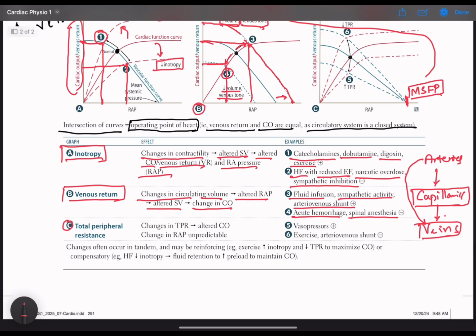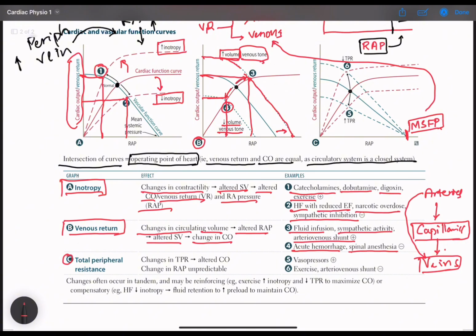So what does a change in total peripheral resistance do? First of all, if we increase the total peripheral resistance, it shifts the venous return curve downward as well as the cardiac output curve downward. So this is the new curve. Instead of operating at high cardiac output, it only decreases the cardiac output without changing the right atrial pressure. Why does it happen so?